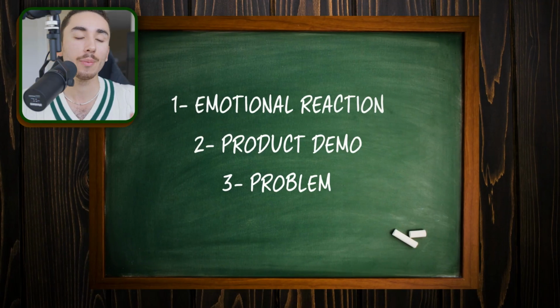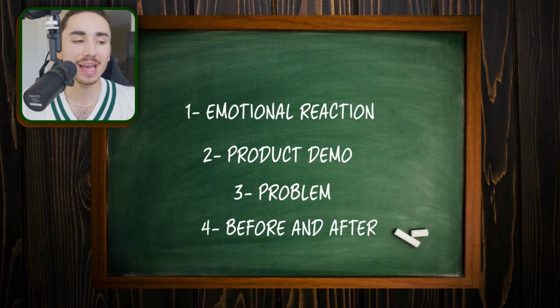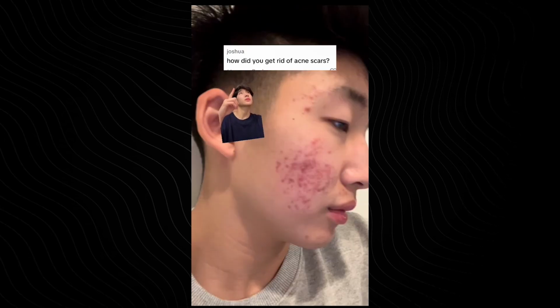Now, number 3, problem. Show the actual problem first that your product solves. So if someone has acne, show the worst form of acne. If people have security issues, show someone getting their house broken into. Now, number 4 would be before and after. If you have a product where you can visually see the difference after using it for a few weeks, so again, acne would be a great example, then that is a great hook visual to show, hey, here's how I cleared up my skin in only 30 days with this new product.